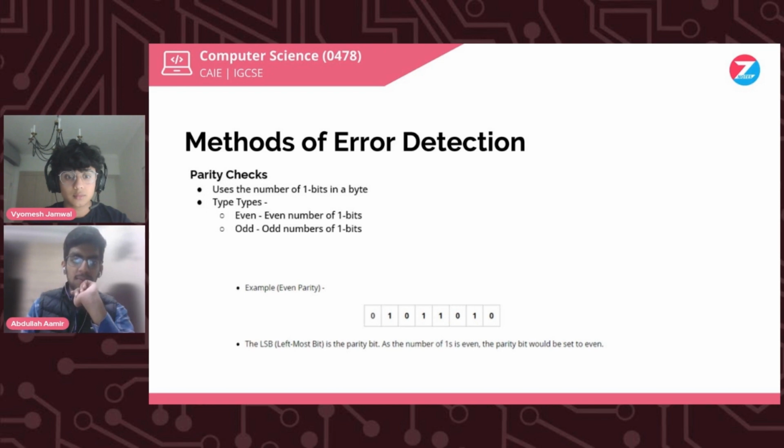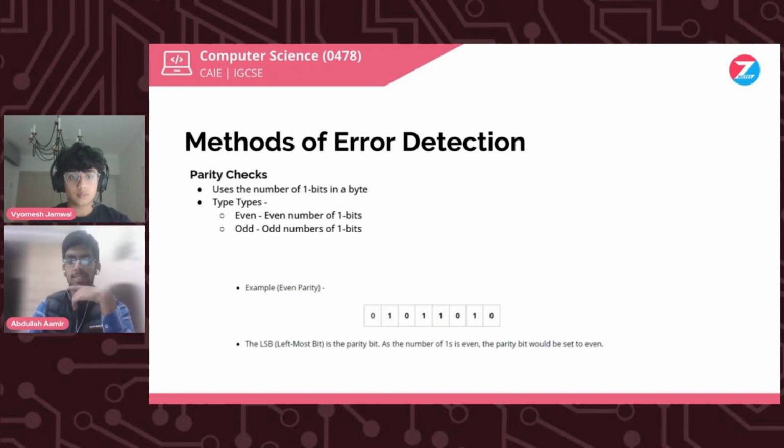The first thing that we have is parity checks, and this is a very easy concept. We count the number of ones in a byte. Even and odd are the types of parity we can have. Let's say we're using even parity, so we'll be counting the number of ones in a byte. The leftmost bit in this byte will be used as the parity bit. In this case, the parity bit is 0 because the number of ones is already even.